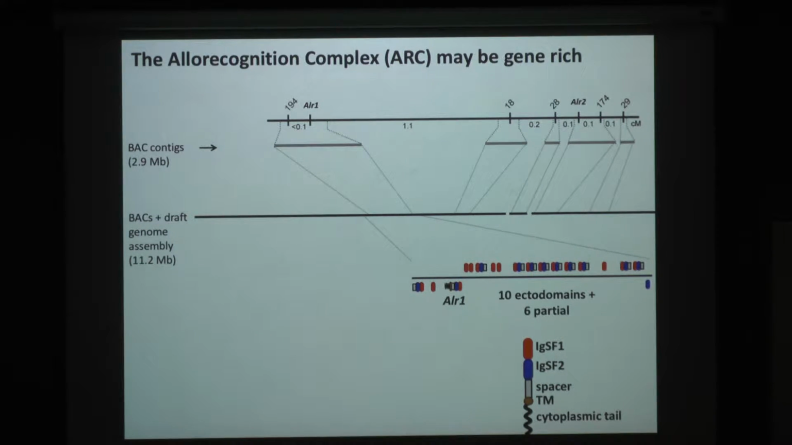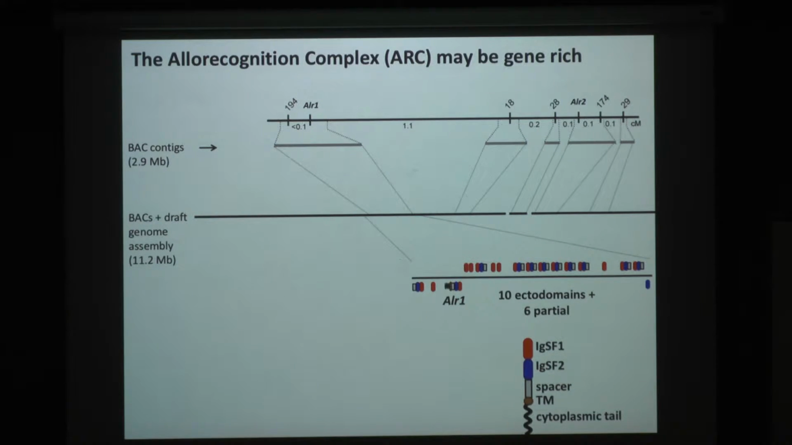And what we found is that surrounding ALR1, there are 10 regions that look like they encode full ectodomains, so the IGSF1, IGSF2, and the spacer, as well as partial sequences of these other domains. Now, at this point, we don't know if these are actually genes or pseudogenes. But if they were, you might imagine that it's not just ALR1 and ALR2 out in nature that are controlling allorecognition, but there's other genes where there's variation at those, and those also are contributing to the response.